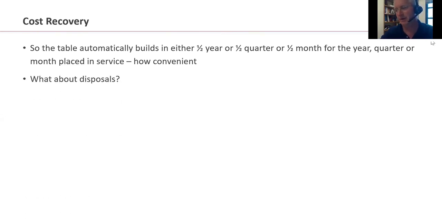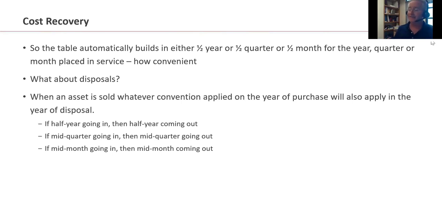That doesn't work with disposals, right? A taxpayer can get rid of an asset, either sell it or abandon it, at any time. They could abandon it in its first year, in its second year, its third year, its 20th year. The tables have no idea when you're going to dispose of an asset. So what that means is we have to manually intervene with the tables when we dispose of an asset. This is important because it's frankly a little bit complicated. So when an asset is sold, whatever convention that applied in the year of purchase or placed in service is also going to apply in the year of disposal.